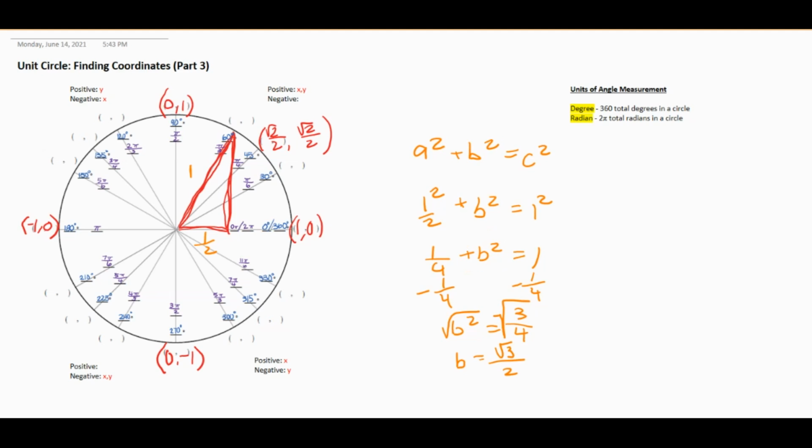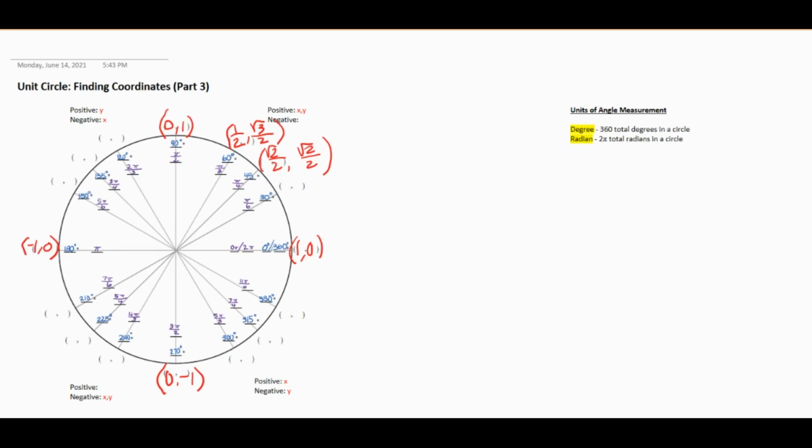Then you take the square root of both sides, so you get the square root of b squared equals the square root of 3 over 4. And finally, you get b equals square root of 3 over 2. Meaning in this case, the coordinate for the 60 degrees or pi over 3 is 1/2 comma root 3 over 2. Now, using the right triangle here, we can solve for the 30-degree coordinates on this unit circle.